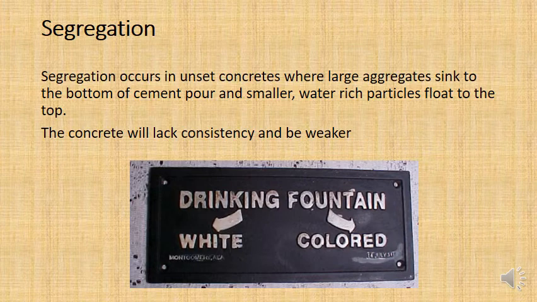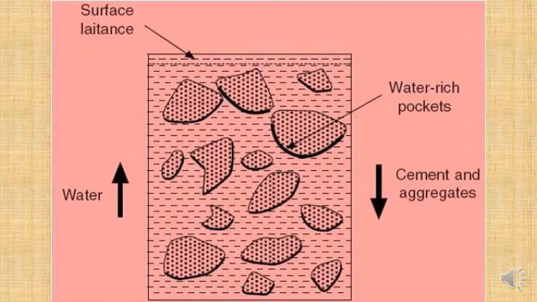It forms a big puddle. That's a clear sign you've got segregation, and you've got to fix the concrete before you can use it. So this is basically a diagram showing you what happens.